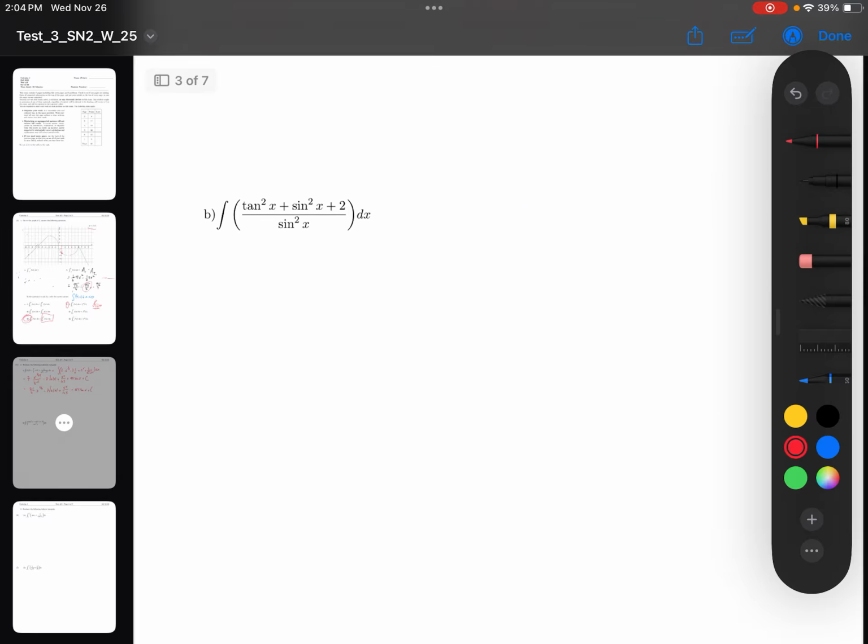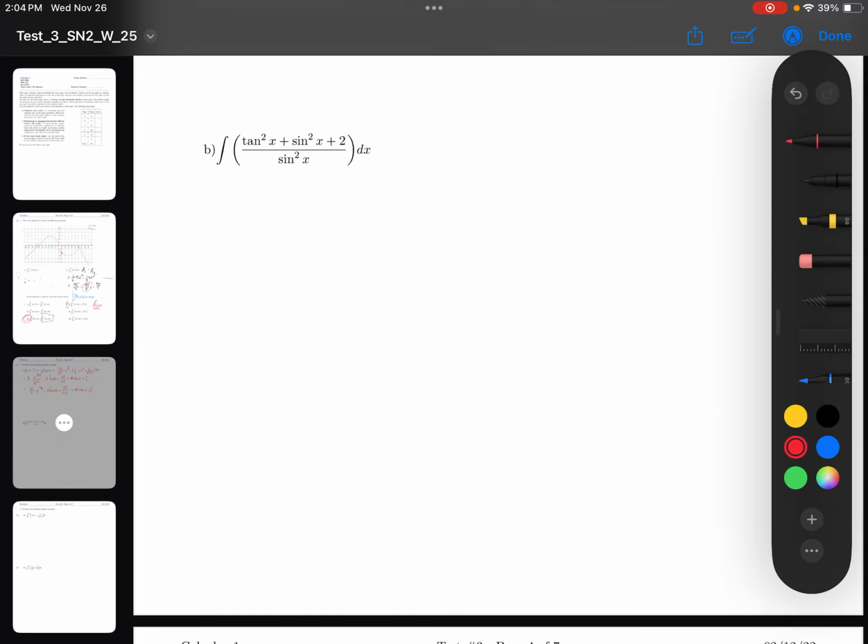Moving on. In this question here, as we have done many times in our class, I'm going to separate this into 3 different fractions and then try to simplify this expression. So I have tangent squared x over sine squared x plus sine squared x over sine squared x plus 2 over sine squared x dx.